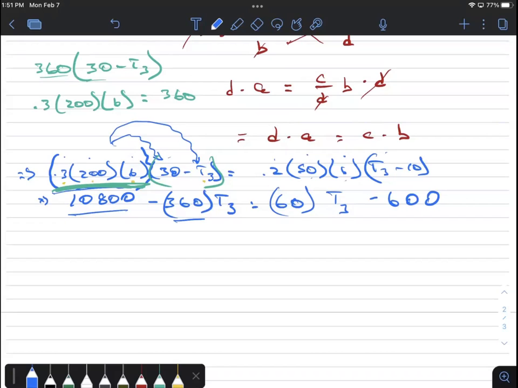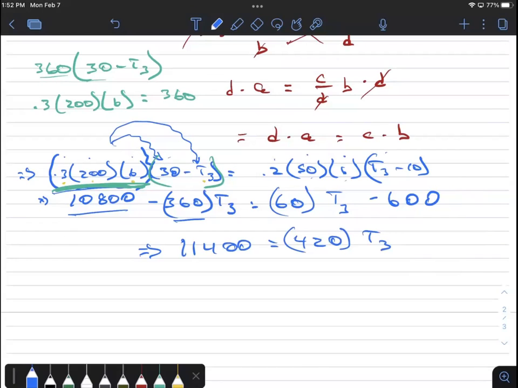All right, now we're nearly there. All we have to do, combine all the terms with T3 on one side and all the other terms on the other. So on the left, we'll have 10,800 plus 600, which will be 11400. And then on the right, we add 360 to get it to the right side. That becomes 420 T3.